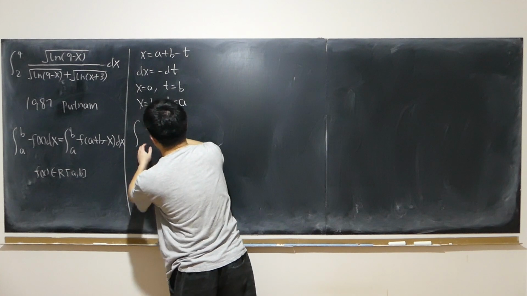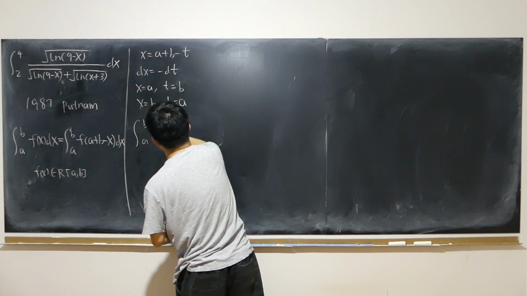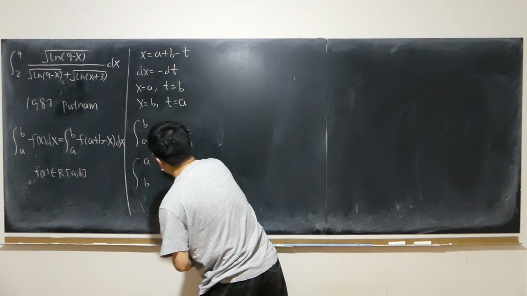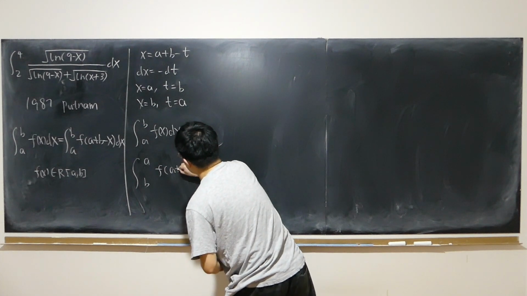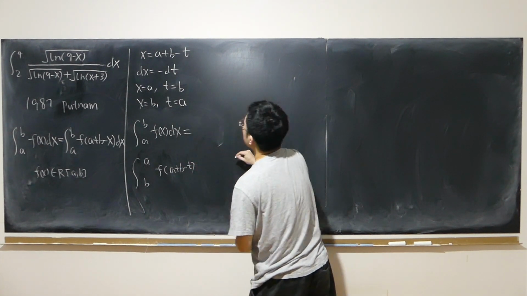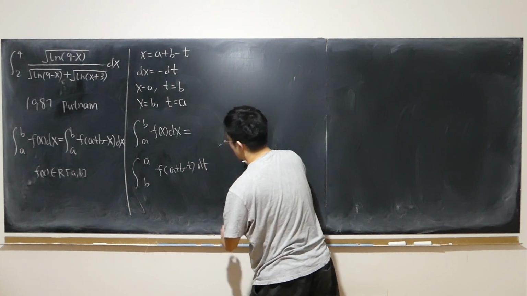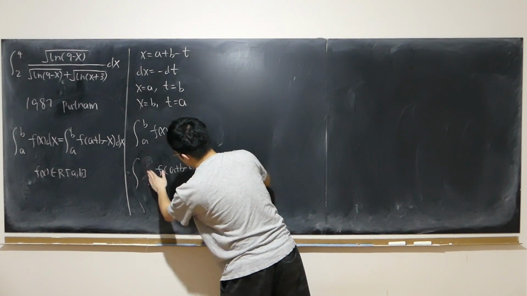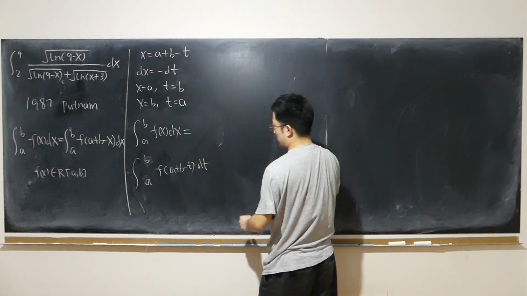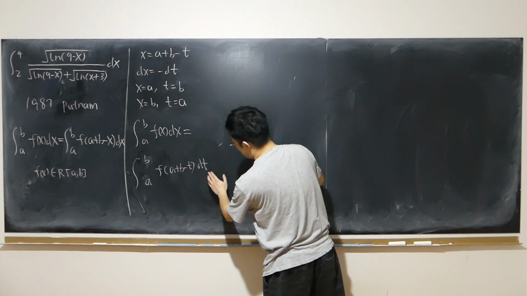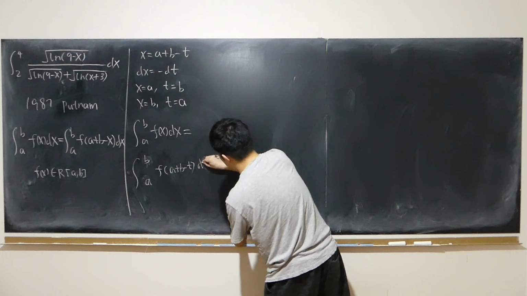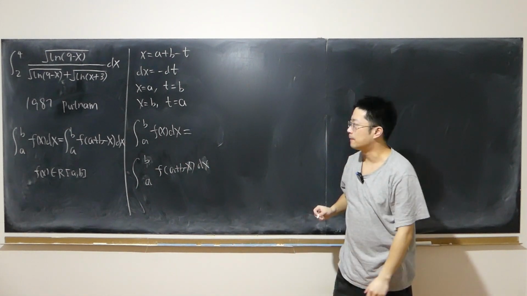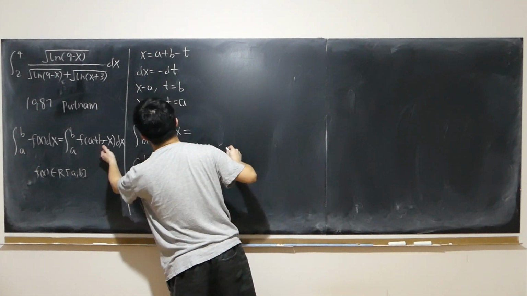Now, the integral from a to b of f of x dx should equal the integral from b to a of f of a plus b minus t, times minus dt. So get rid of the minus and change the boundaries, a to b. Exactly the same thing. Perhaps replace t with x. As long as the variable is consistent, then we're fine. So this is really true.